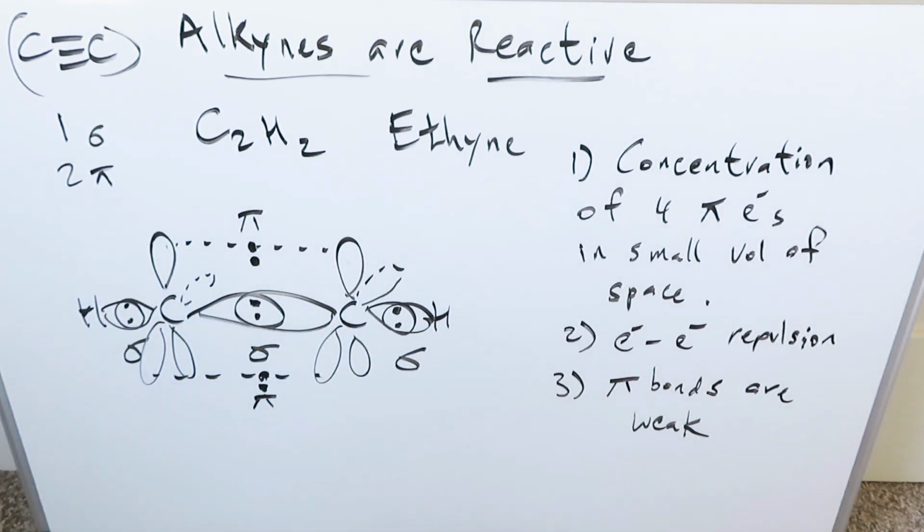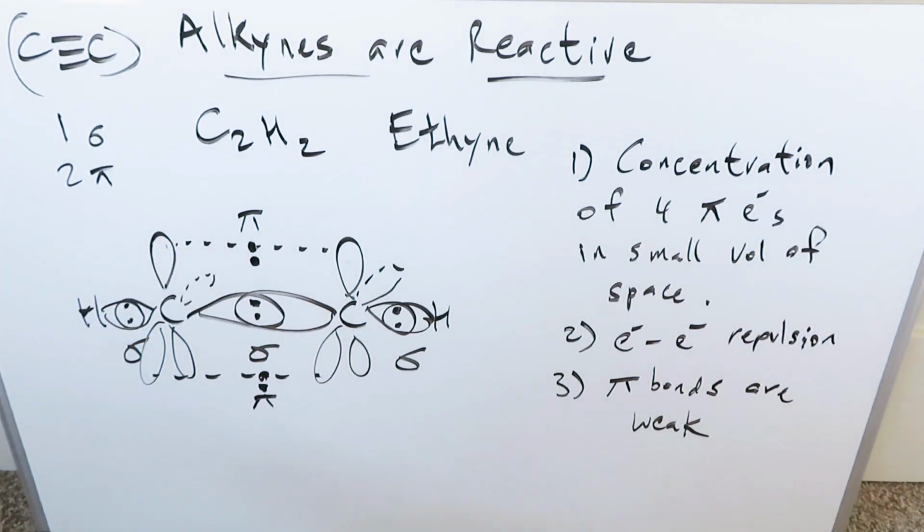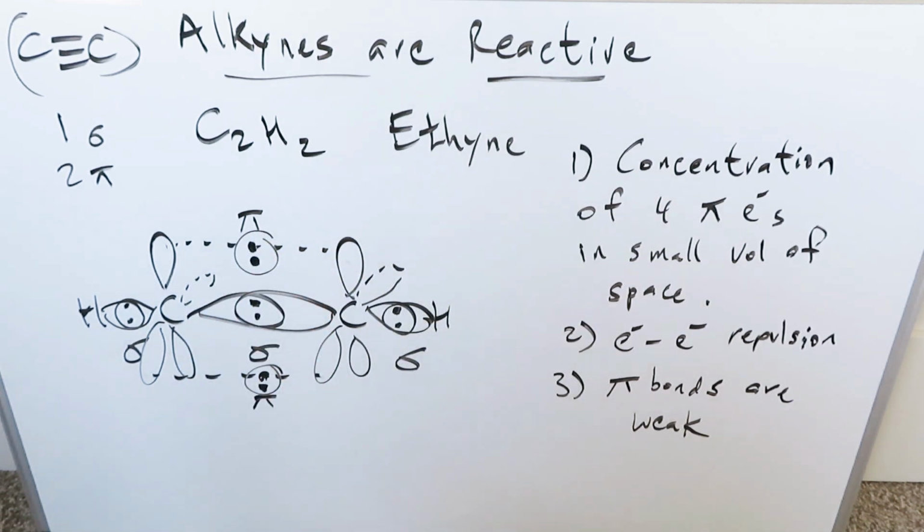Now focus here on point 1. You have a concentration of 4 pi electrons in a small volume of space. Your 4 electrons are in these, 2 from one and 2 from the other. That's 4 pi electrons in a small region of space. Point number 2, these pi electrons, 4 of them, are going to have electron to electron or pair to pair repulsion. Electron pair repulsion will occur.